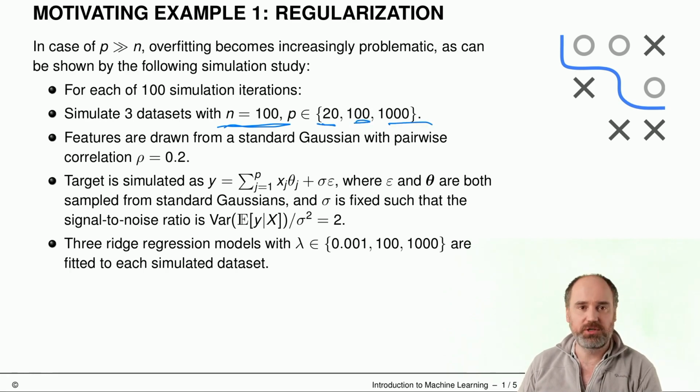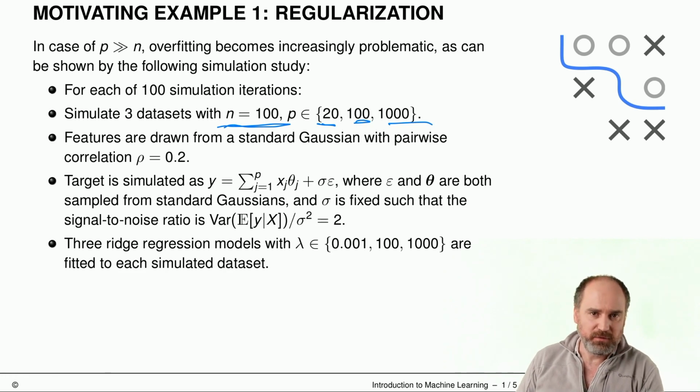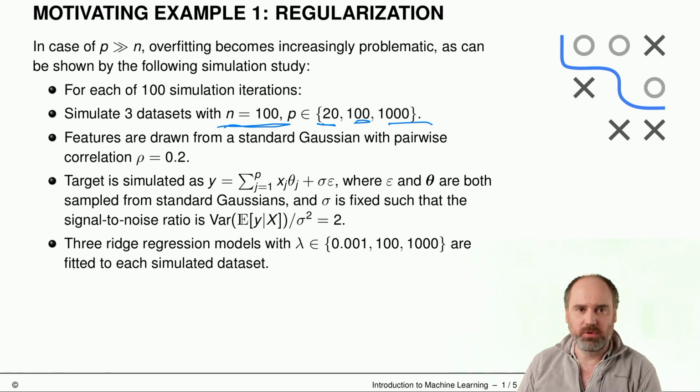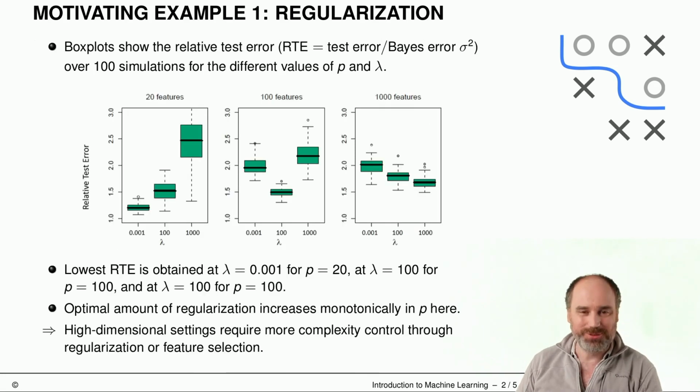We'll draw features from a standard Gaussian. Features will be correlated. The target is simulated basically through a linear function. There's some noise on this. I'm restricting the signal to noise ratio here. All of these details are not too important to understand what goes on. And I will now fit 3 different ridge regression models to the data with a super low setting for the regularization constant lambda, a higher setting, and a very, very strong and high setting. And then we'll analyze the results, which we'll do exactly now.